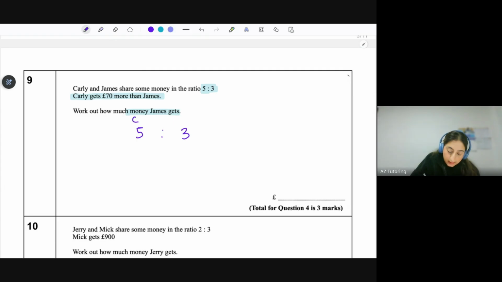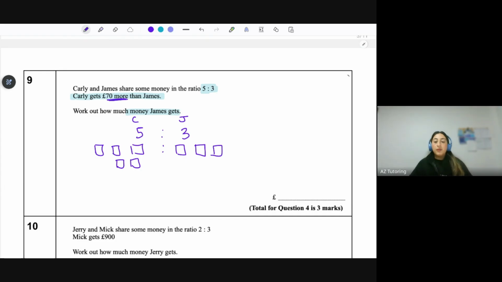There's Carly and there's James. If I just draw the parts out, so we can see 5-3. Then it says Carly gets £70 more than James. So it's 3. So we only know she gets £70 more. We don't know the total amount she's got. We don't know how much James has got.